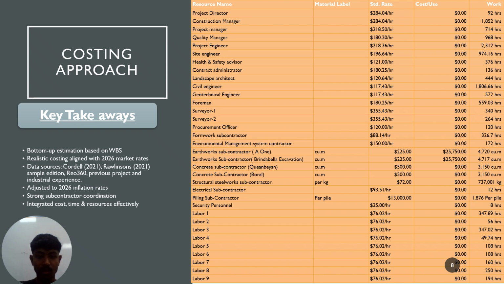The table on the side also summarizes the key project resources, showing their standard rates, total hour rates, and cumulative cost across the project timeline. In summary, our approach ensures accurate cost, time, and resources integration for effective delivery of the Capital Wind Farm Foundation work project.